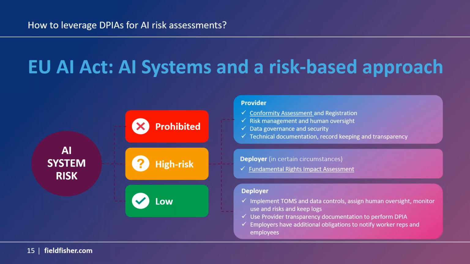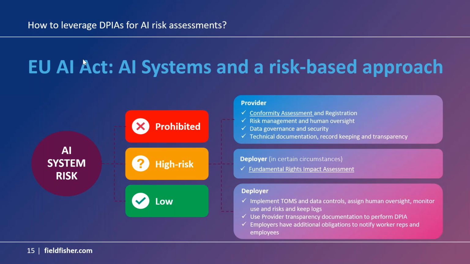So moving on to the deployer requirements. If you are a deployer, here are some of the things that you'll need to consider. In certain circumstances, you will need to conduct what is known as a fundamental rights impact assessment. These are assessments of the system's impact in the specific context of use. This will only apply to certain types of deployers, for instance, those in the public sector. For all deployers, you will need to implement technical and organizational measures and data controls, assign human oversight, monitor use and risks, and keep logs, just to provide a few examples of additional requirements.